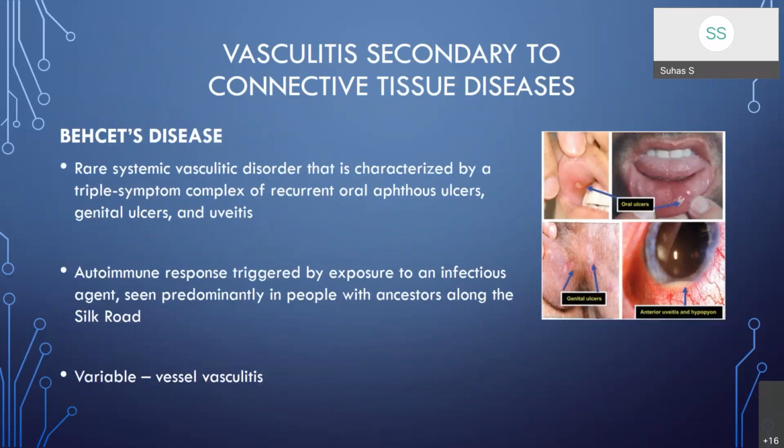Coming to vasculitis secondary to connective tissue disorders. First is Behçet's disease. This is a disorder characterized by a triple symptom complex of recurrent oral and genital ulcers and the presence of uveitis. This is due to an autoimmune response triggered by exposure to an infectious agent, which has not been identified yet, and this is suspected actually. And this is predominantly seen in patients with ancestors along the Silk Road, that is Mediterranean to Southeast Asian countries. And this is a variable vessel vasculitis.